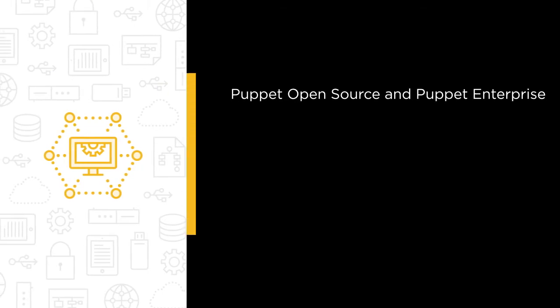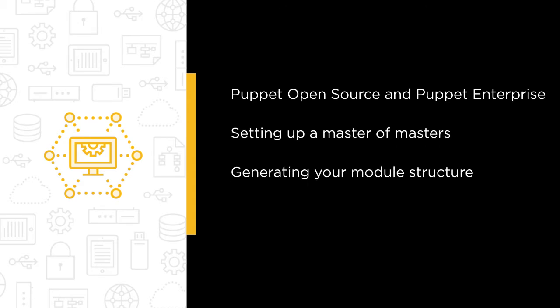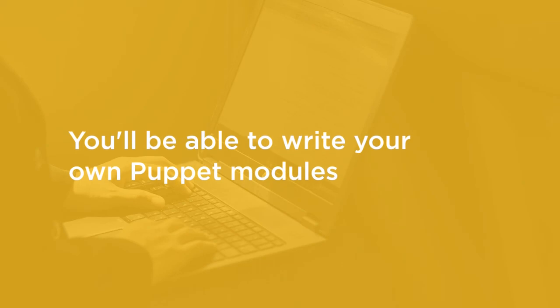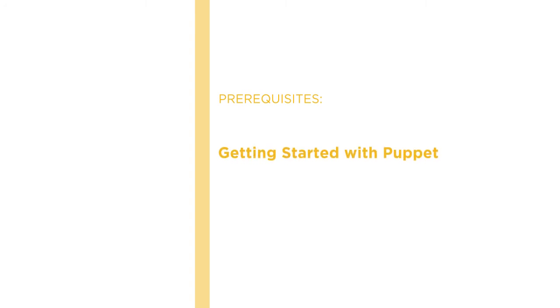Some of the major topics that we will cover include the fundamental differences between Puppet Open Source and Puppet Enterprise, setting up a master of masters, generating your module structure with a PDK, and writing simple tests in RSpec. By the end of this course, you'll be able to write your own Puppet modules and deploy them to the Forge. Before starting this course, you should have gone through Getting Started with Puppet.